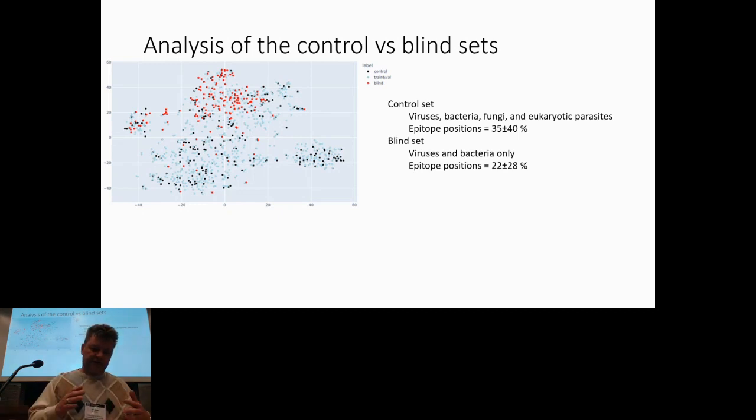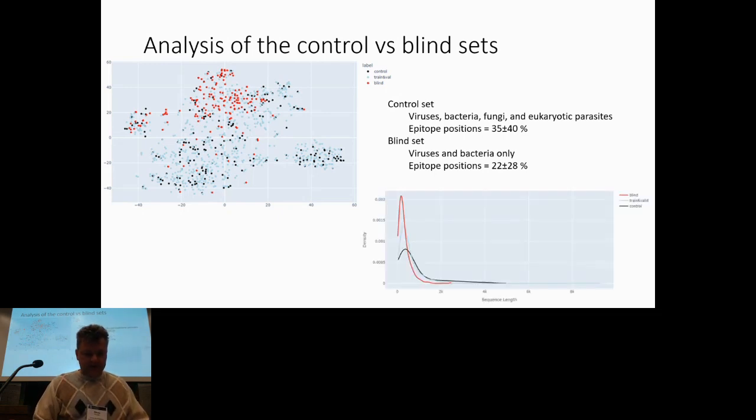One major difference is that we have a slightly different phylogenetic distribution. In the control set, we also have fungi and other eukaryotic parasites, whereas in the blind set, only viruses and bacteria. And the length distribution of the proteins also seems to be shifted. In the blind set, they tend to be shorter proteins. So that may contribute to this difference in the performance.